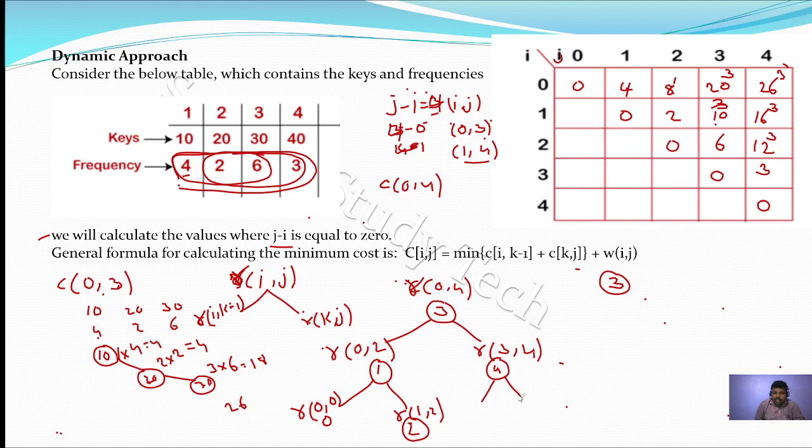So like that, here it is R of i comma k minus 1. So k minus 1, that is i is 3, k minus 1, that is R 3 3. Here it is R of k j, that is 4 4. This value is 0, this value is 0. So here it is 4.